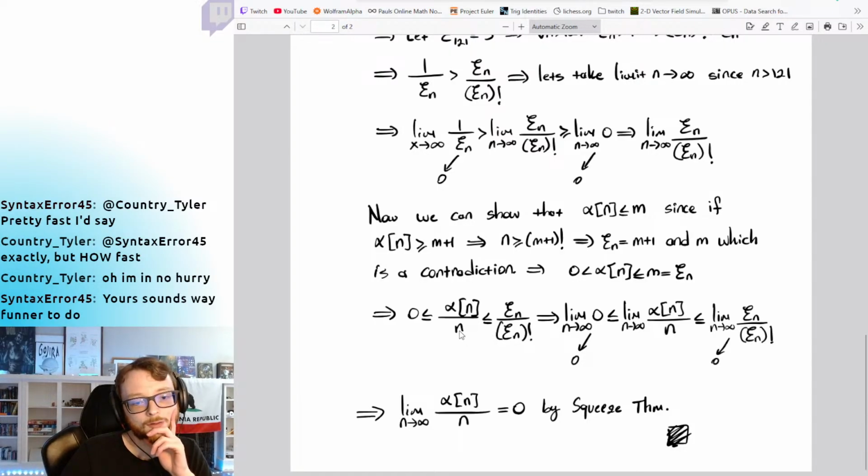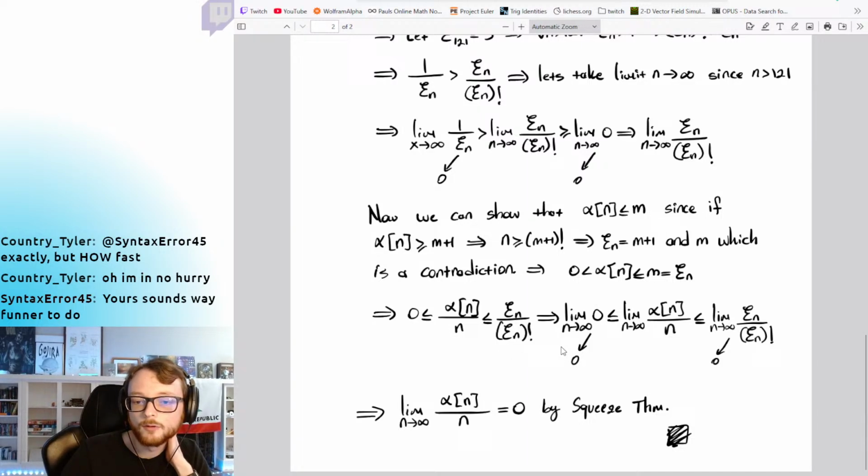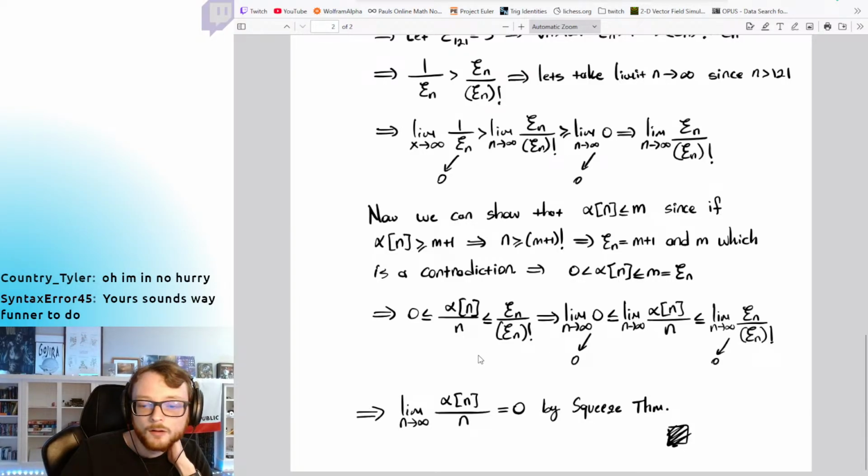Oh, you're being sneaky in this step here. You're being concise. Okay, yeah, I can see why this would work, because n is greater than or equal to Psi of n factorial. Okay.